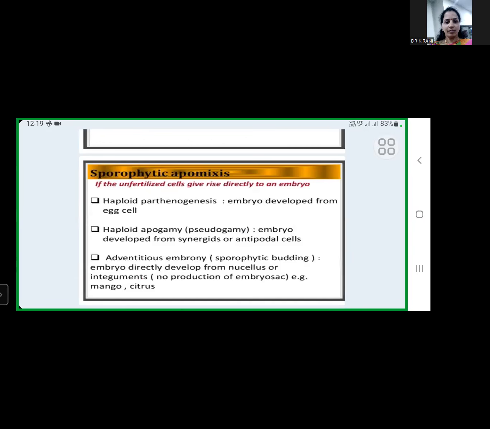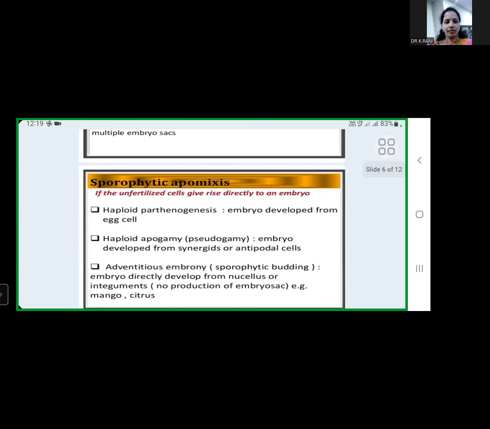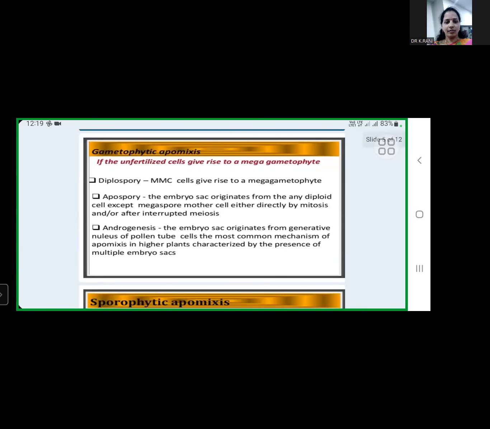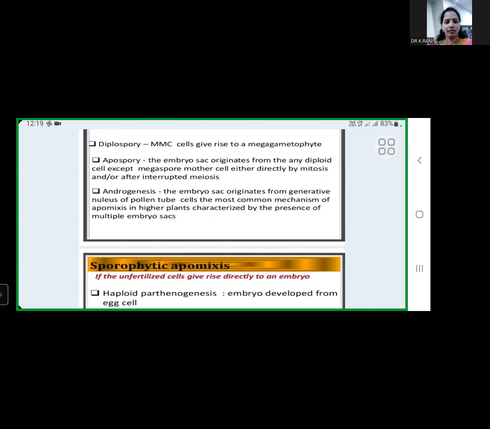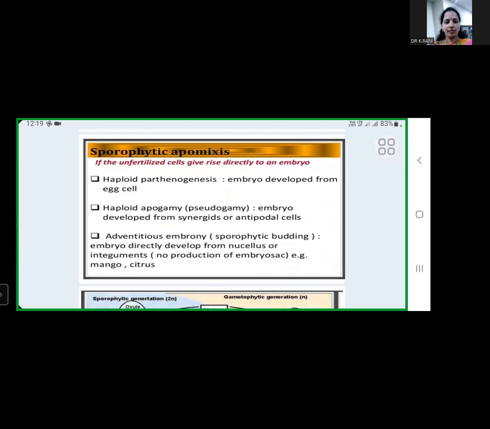In sporophytic apomixis, if the unfertilized cells give rise directly to an embryo. But what is the difference? If unfertilized cells give rise to a megagametophyte, that is gametophytic apomixis. If the unfertilized cells give rise directly to an embryo, that is sporophytic apomixis.